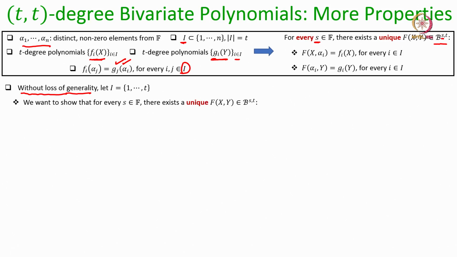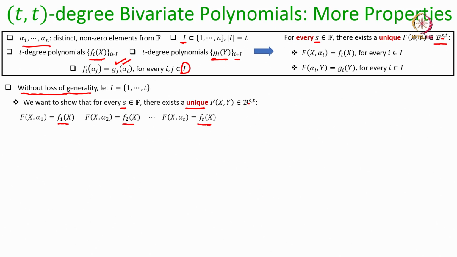What we want to show here? We want to show that you take any value from the field S, corresponding to that you can find one and only one bivariate polynomial of degree t in both the variables and whose constant term is S, which passes through the first x univariate polynomial, the second x univariate polynomial and the tth x univariate polynomials.